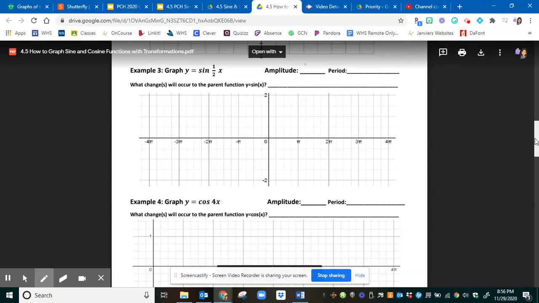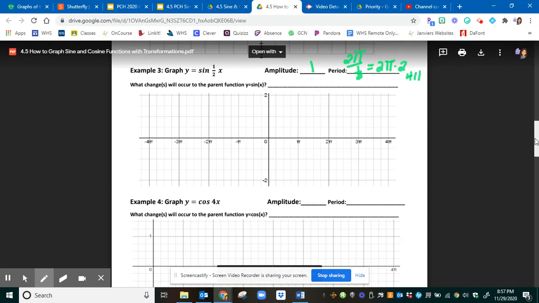Okay, welcome back. So let's see what happens when we have a period change. If we take a look at this graph, example 3, our amplitude is 1. The absolute value of 1 here is 1. So let's take a look at periods. So 2 pi over base. So we have 2 pi divided by 1/2, which is essentially saying 2 pi times 2. And that gives us 4 pi.